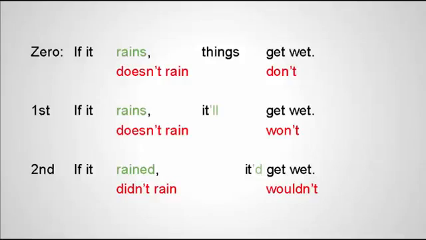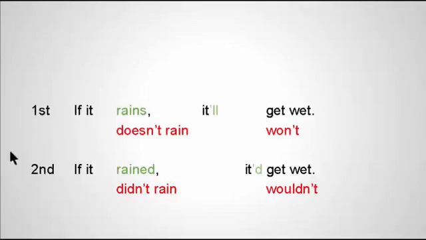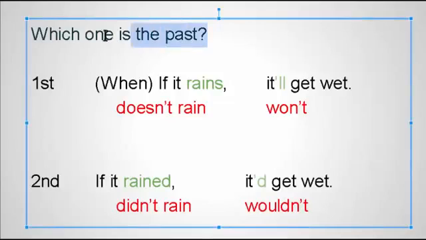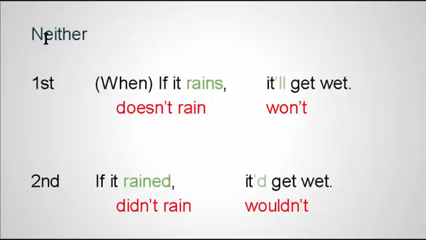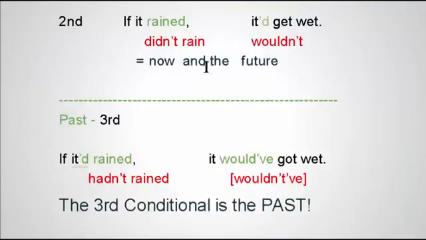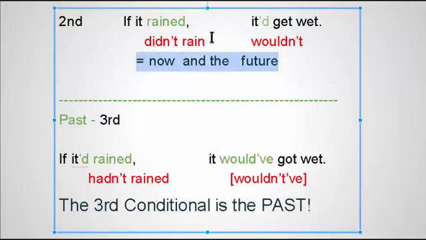That's the second condition. So when you compare the first and the second condition together, you might notice that you have one that looks a little different. Which one's the past? It's my trick question, because everybody always says the second condition is the past because they see the past verb. But the truth is, neither of these forms, the first and the second, are the past. It's now and the future.